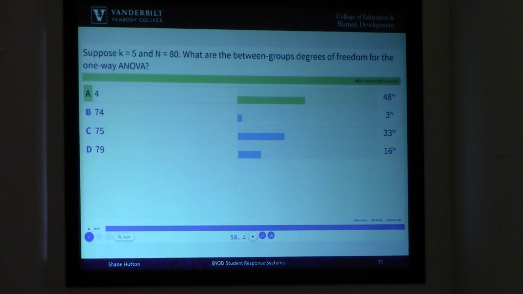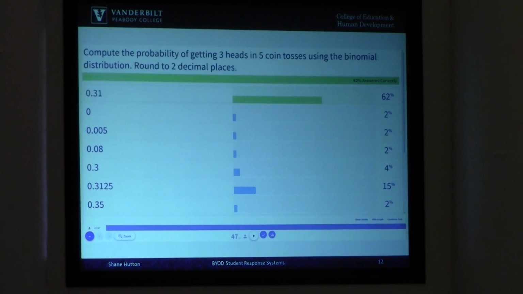There's other types of polling questions you can ask. So I use multiple choice a lot. I think it's easy for the students to use multiple choice, but teaching statistics, we get numerical answers. We got a numerical answer here, and we don't have to ask that in multiple choice format. We can certainly have them type that in.